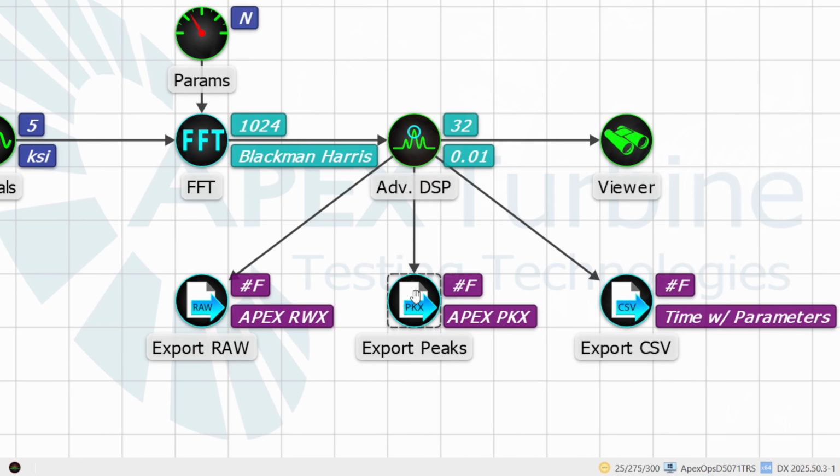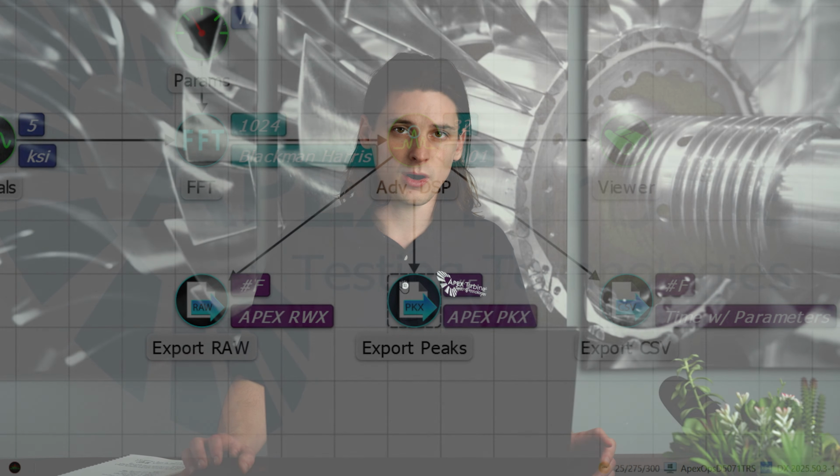Next, we have the Peaks exporter. The Peaks exporter will result in a PKX file that is the output of the advanced digital signal processor. However this advanced digital signal processor has been set up is what you will get in the PKX file. These are very small and performant files, which are great for processing spectral data and reprocessing spectral data. Customers especially enjoy the lightweight portability of these files for sharing with customers.